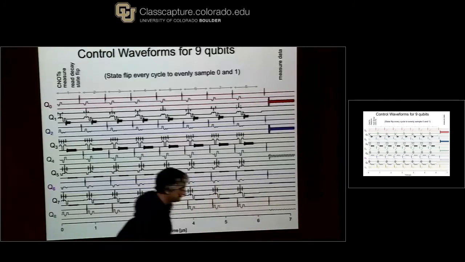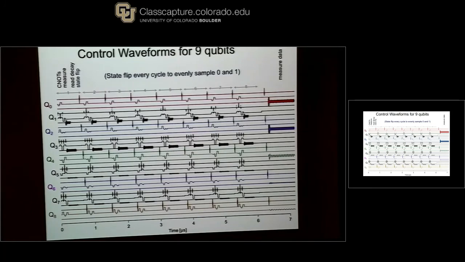So here is for 9 qubits. And these are the control waveforms for what we're going to do. We have our C-NOTs, which are these pulses right here. And then we turn on our measure. And then we wait for the measure to decay.